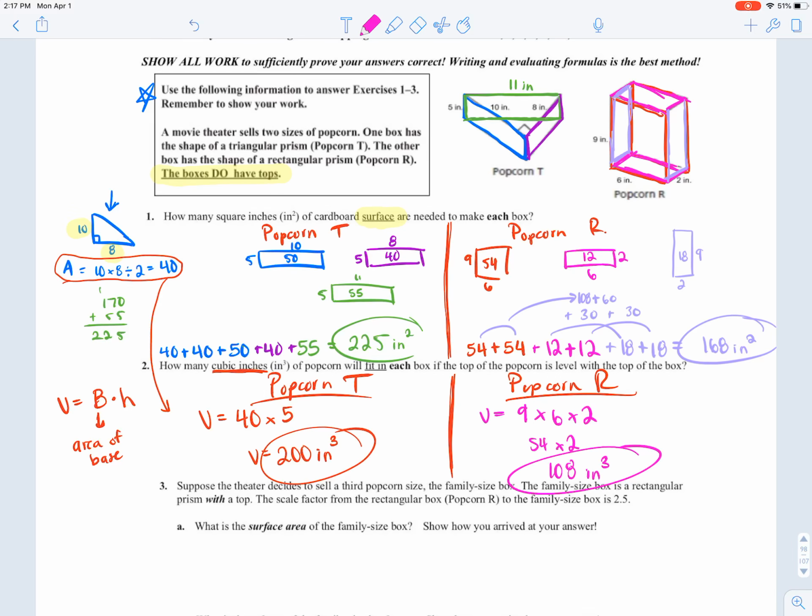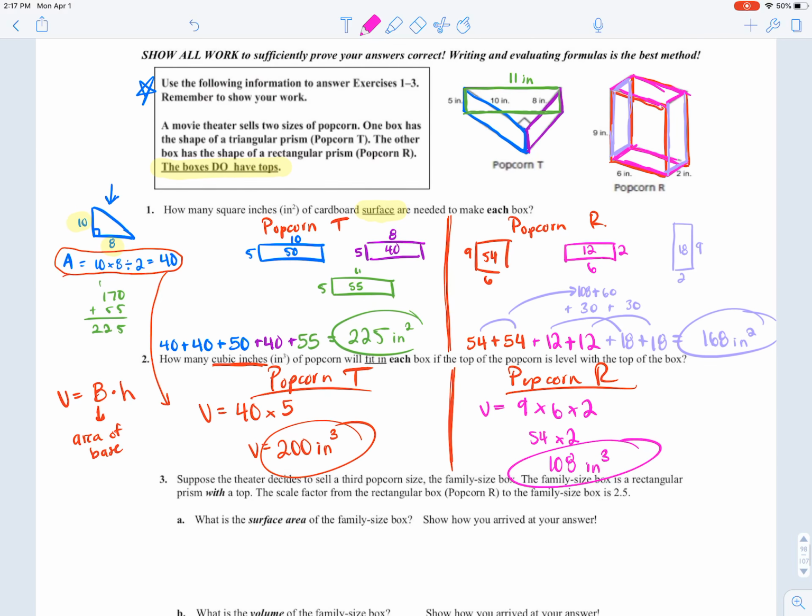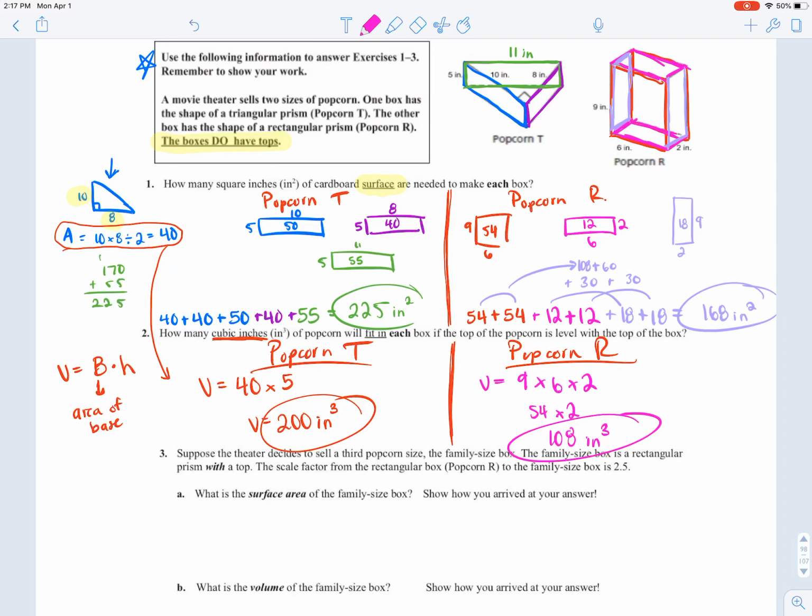How'd we do? Hopefully okay. Volume, I think volume is definitely much more simple than surface area. Surface area, there's just a lot of parts to it, and you have to keep track of it, but volume, not so much. Okay, let's see.